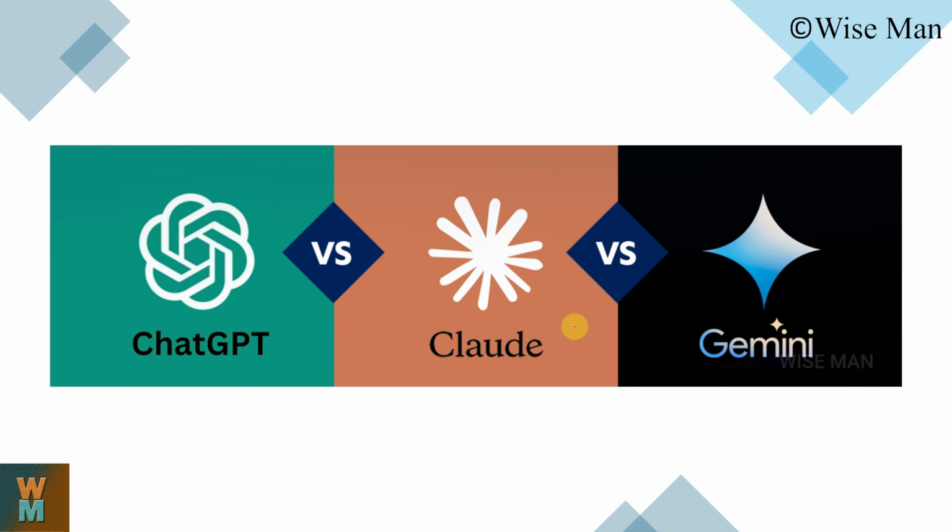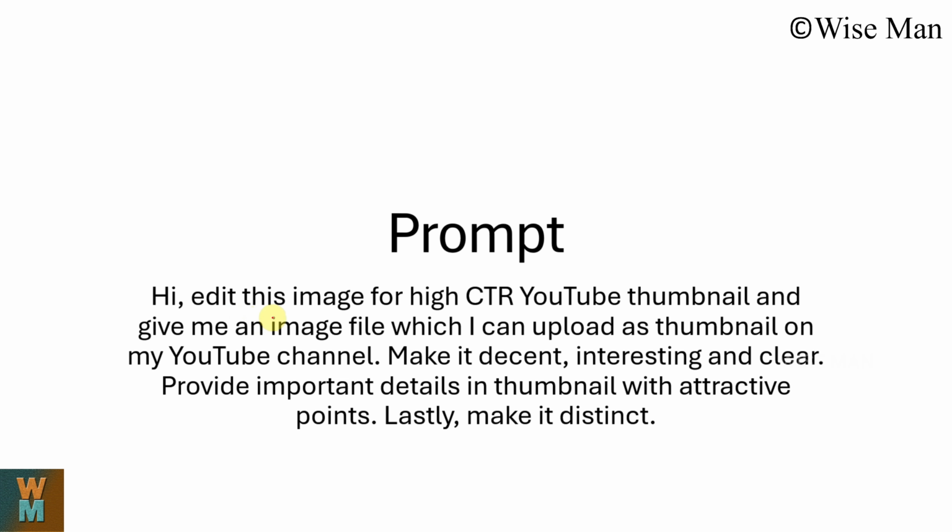We are going to see these three main popular generative AI tools: ChatGPT, Claude and Gemini. By using a single prompt for all three tools, we will see which will make a high CTR, attractive YouTube thumbnail for a video.